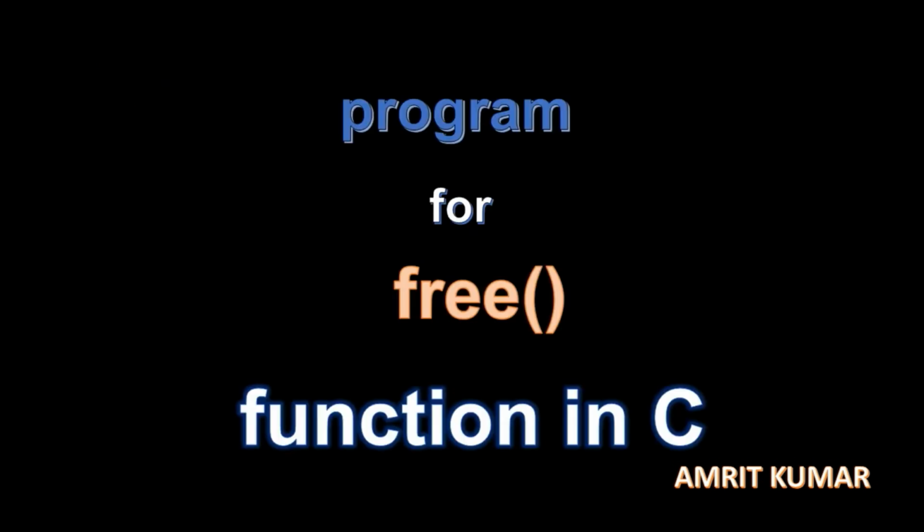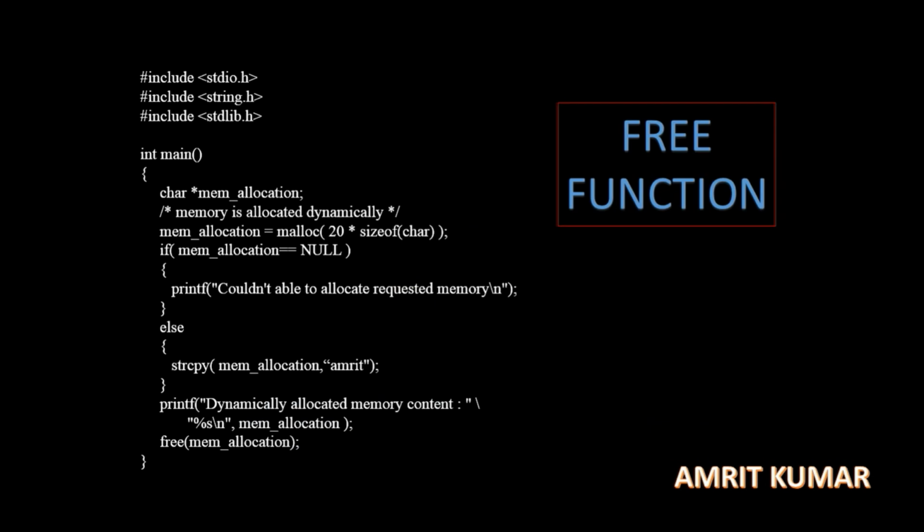So here is the program. I am going to discuss the program for the free function in C language. First of all, you have to declare your header files above the main function. So I am declaring #include <stdio.h>, #include <string.h> and #include <stdlib.h>. These are all the header files that I have declared. After that, I am declaring the main function, and its return type is integer, so it is going to return an integer value.